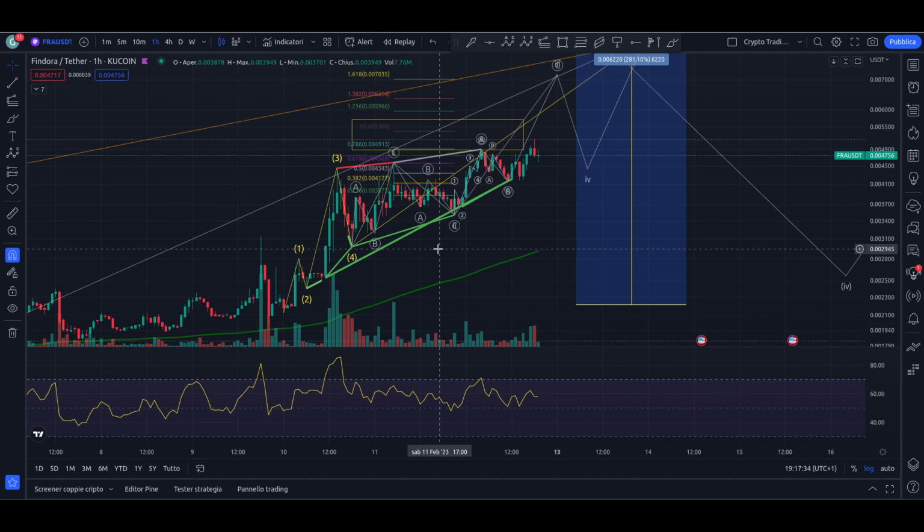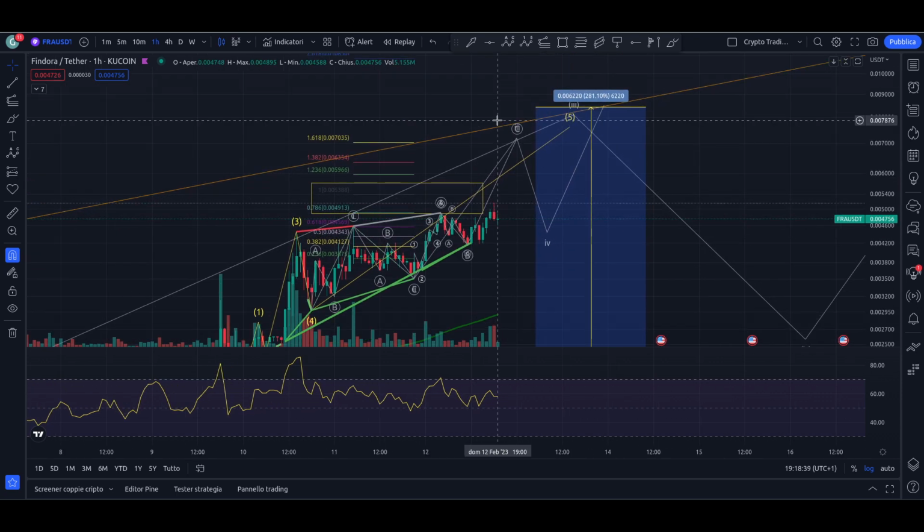We can also notice that we had several divergences at different levels and on different lows. For example, this one is between this low and this low. As you can see, we have lower lows on the RSI and higher lows on the price, which means we are ready for a move up.